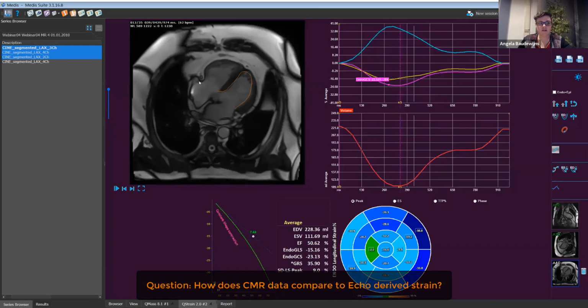How does CMR data compare to echo-derived strain?